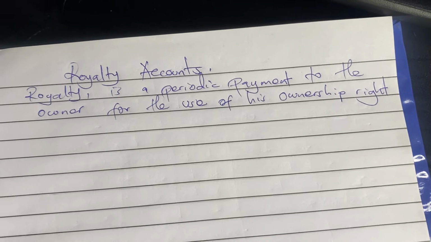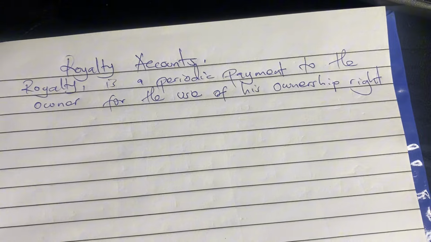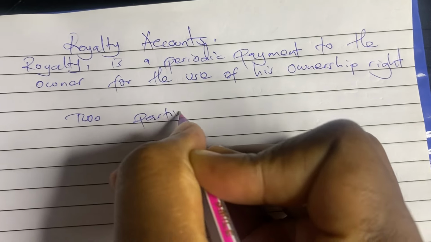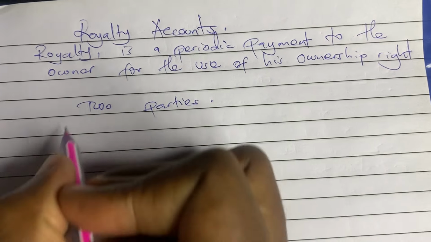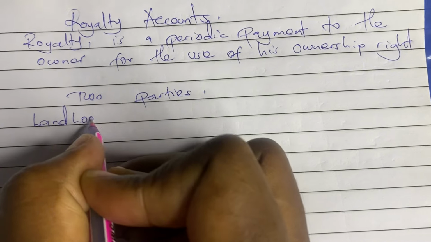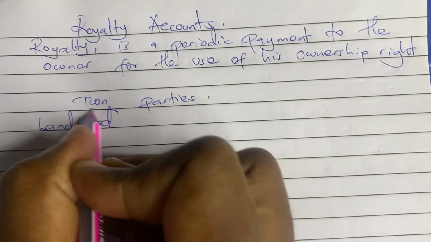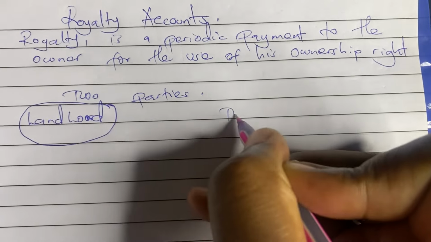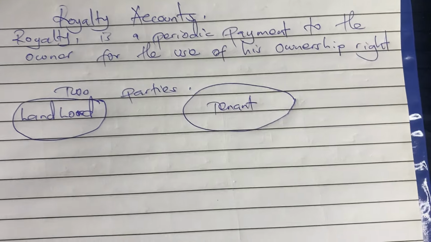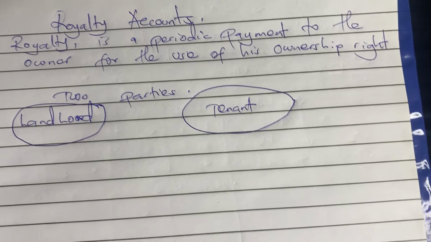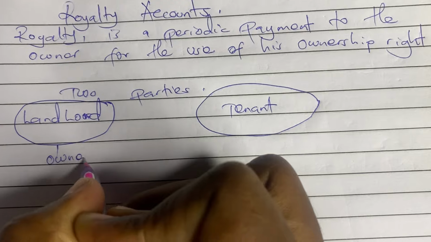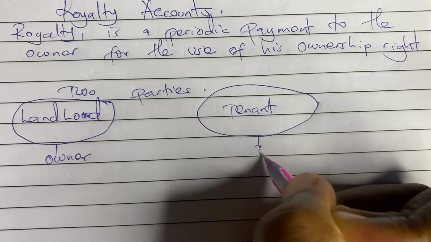So here we have two parties. We have the landlord and then we have the tenant. So the landlord is the owner and then the tenant is the user.